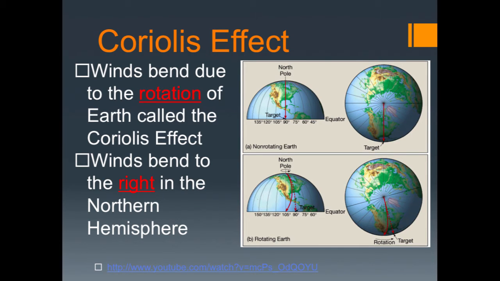All right, so I just want to review the Coriolis effect. We know that the Coriolis effect is when winds bend due to the rotation of the Earth, and we know that everything in the northern hemisphere actually moves in a clockwise pattern because the Earth rotates counterclockwise. So just a little quick review for you.